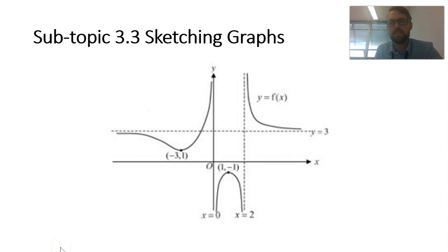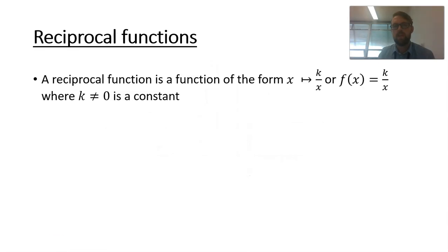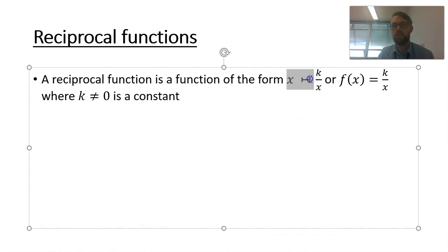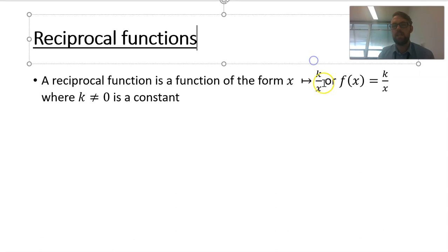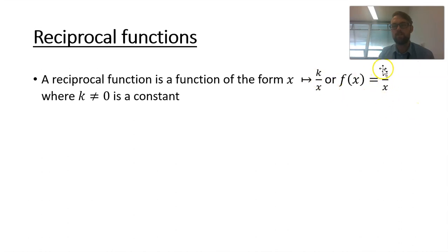Alright, so today we're going to have a look at subtopic 3.3 of sketching graphs, and we're going to have a look at some reciprocal functions. So a reciprocal function is a function in the form of f of x equals k over x. Remember, they're the same thing, where k does not equal 0, so that top number is not a 0, but it is a constant. Hopefully you've heard the word reciprocal. We'll have a look at what these mean now.